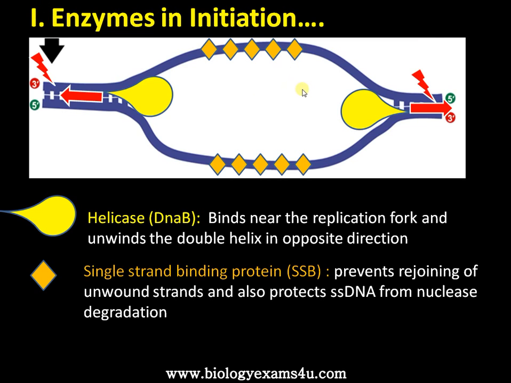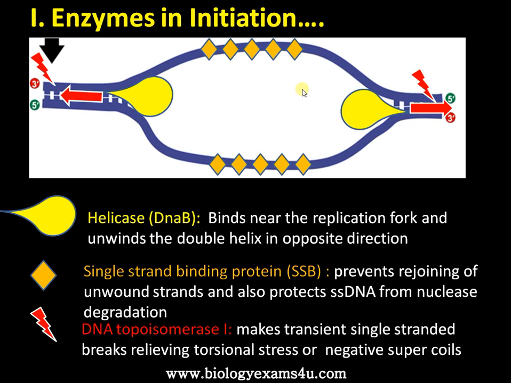Far away from the replication fork, another protein will bind to the site, that is topoisomerase 1, DNA topoisomerase 1, that makes transient cuts in the DNA molecule, and that relieves torsional stress or negative supercoiling due to the unwinding of the DNA molecule by the helicase enzyme.